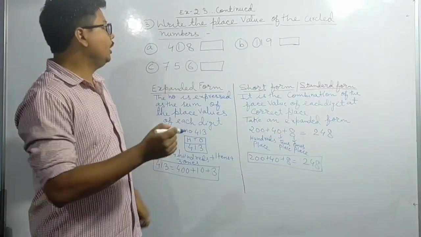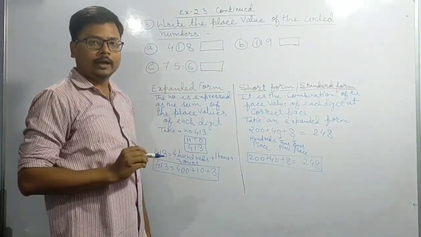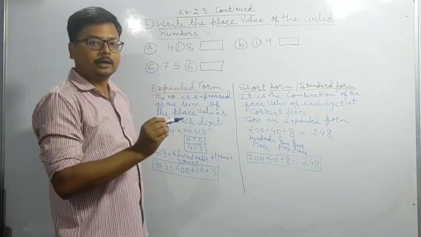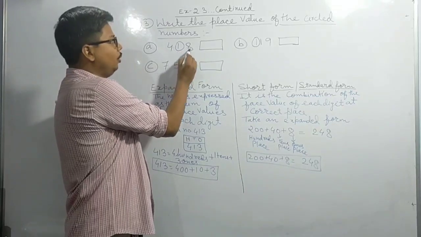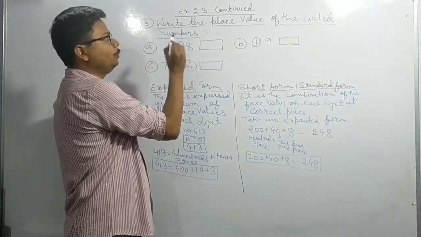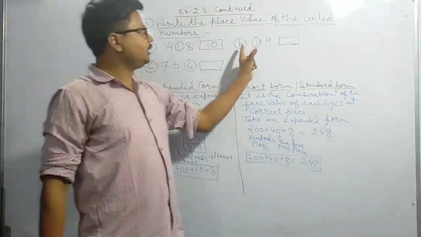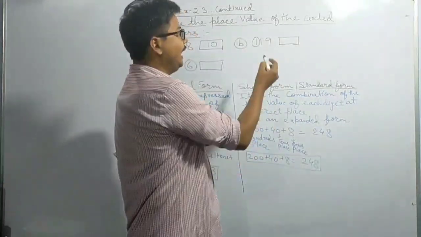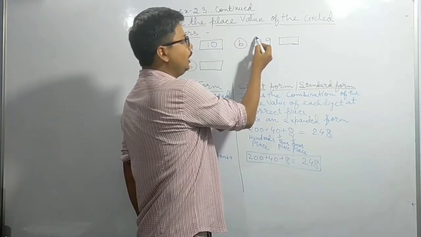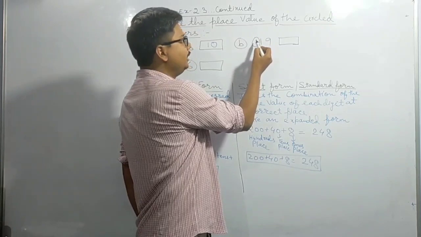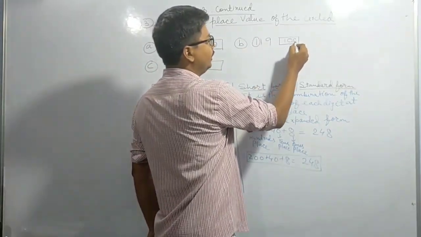Now see this question number A. This is 418. And the number which is circled is 1. 1 comes in which place? 1's in the tens place. So the place value will be 10. Now come to question number B. As you can see here, 1's, 10's, 100. So the 100's place is circled and the digit is 1. So we write here 100.